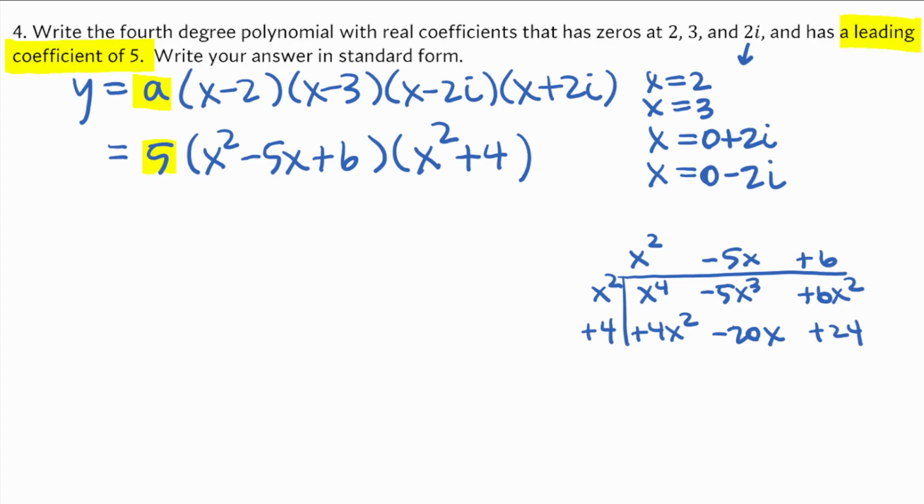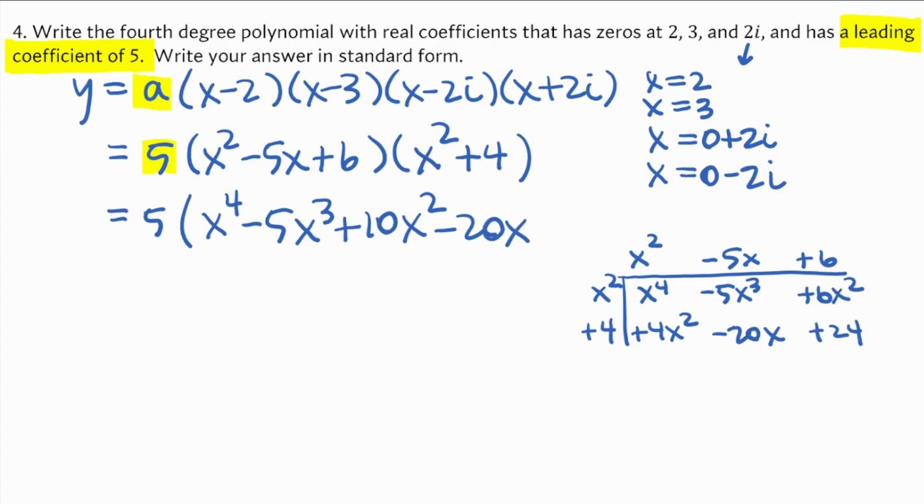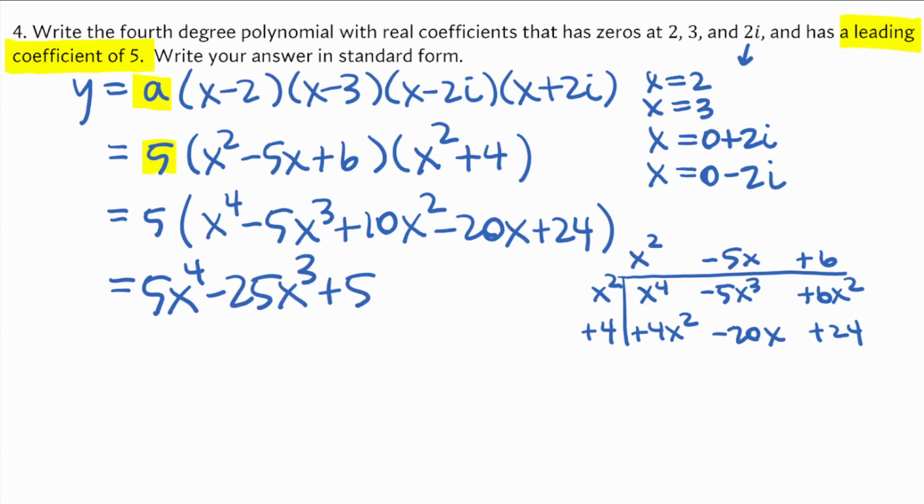I can't spot a mistake, so I'm going to say, alright, this is going to be 5 times, and I'm going to look for my highest power term, that's x to the 4. And x to the 3's, I've got negative 5 of those. For x squareds, I've got positive 4 and positive 6, so that's 10. X's, I've got negative 20x and positive 24. Okay, and then I'll distribute the 5 across all of that, and I'll get 5x to the 4 minus 25x to the 3 plus 50x to the 2 minus 100x.